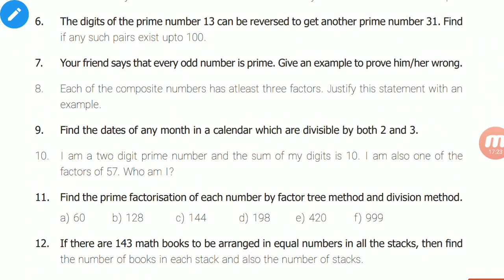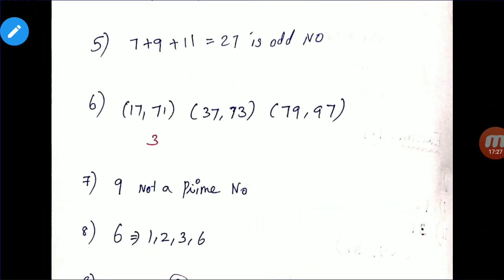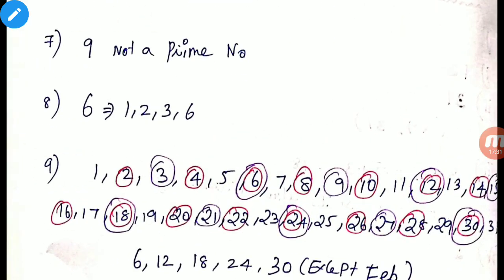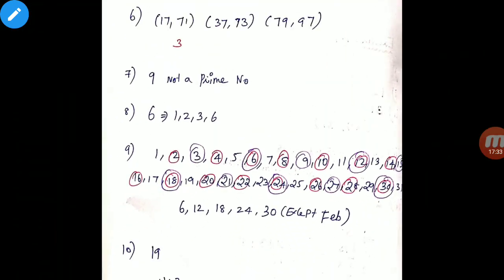Find the dates of a calendar which are divisible by 2 and 3. Very simple. Let me write the days in a month. It starts from 1 and goes up to 31. In some months it is 30. In February it is 28 in a normal year, and in a leap year it is 29. So I write all the dates.